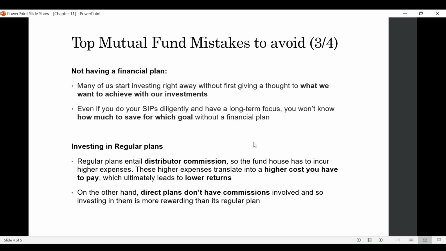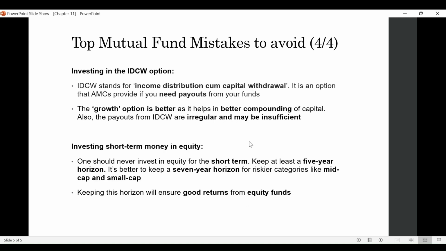On the other hand, direct plans of mutual funds do not have commissions involved, and hence you can earn much higher returns as compared to regular plans over a longer period of time. The seventh mistake that mutual fund investors make is that they invest in the IDCW option of mutual fund schemes.